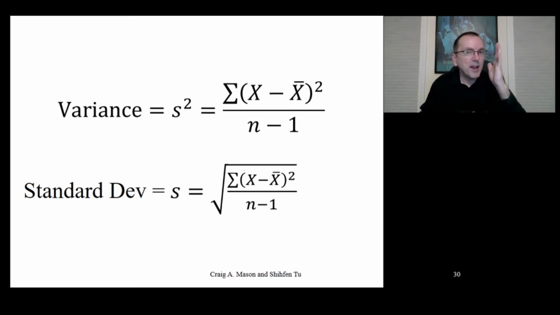So at this point, let me be absolutely clear. Going forward, you should calculate variance based on this sum of squares divided by n minus 1. And you should calculate the standard deviation based on the square root of this sum of squares divided by n minus 1. Right?